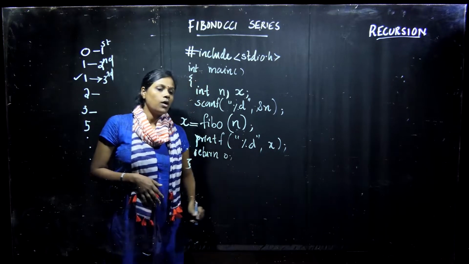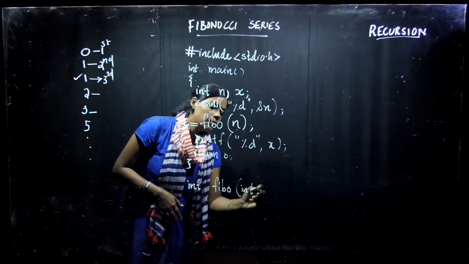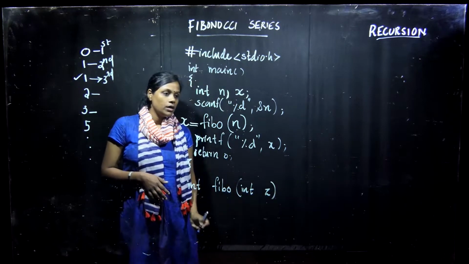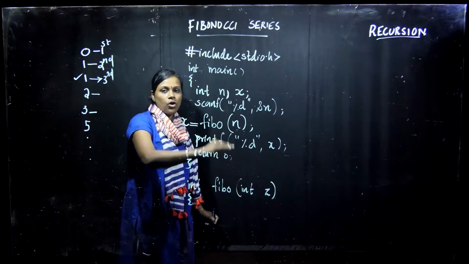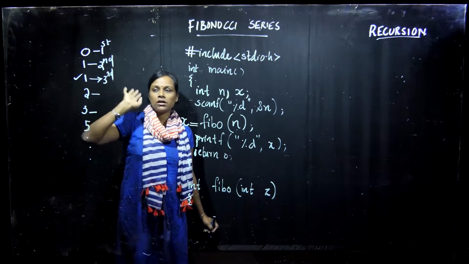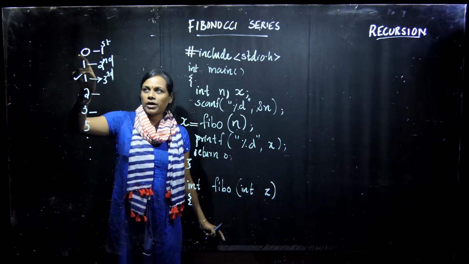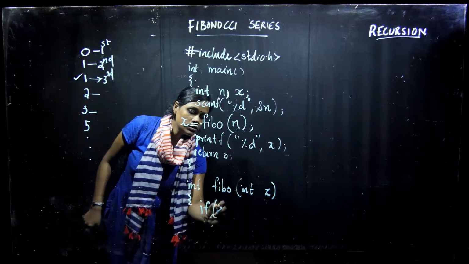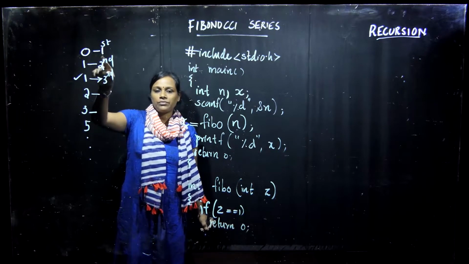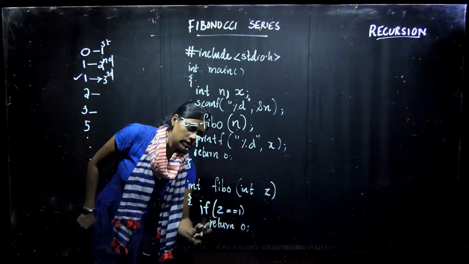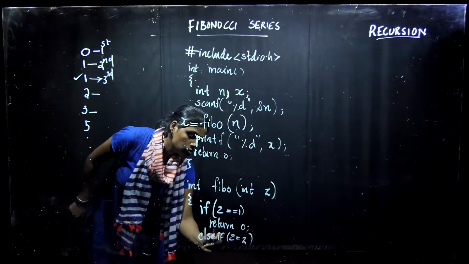So now the main program is over. Now I have to define the function Fibo. Int Fibo of a variable z. So n will be passed to this z. Now I have to check whether z got the value 1, 2, 3, etc. If the position was 1, that means z had the value 1, what is the output? 0. We print this directly. So if z is equal to 1, just return 0. Else if z is equal to 2, what is the output? It is 1. So return 1.